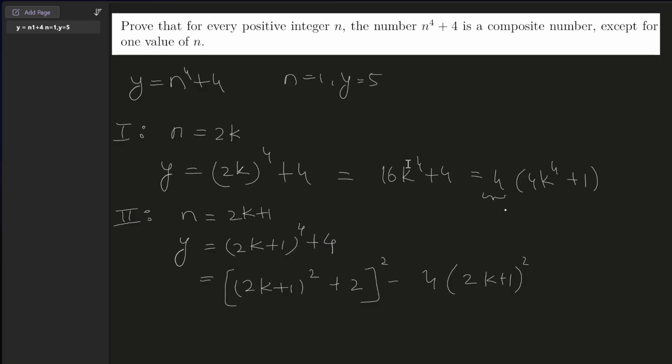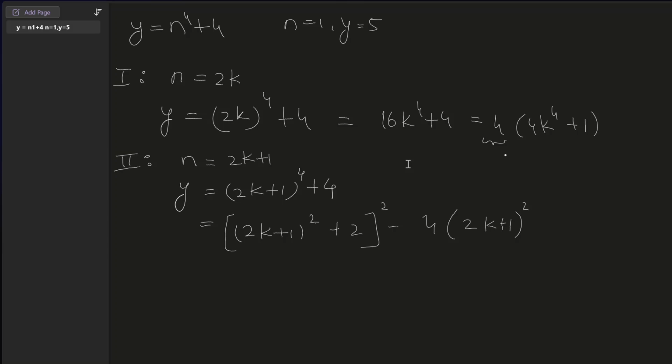Well, I have done nothing. I have just used the identity of (a plus b) whole square is equal to a square plus b square plus 2ab, and I have just rearranged the terms. Now, let's further simplify it.